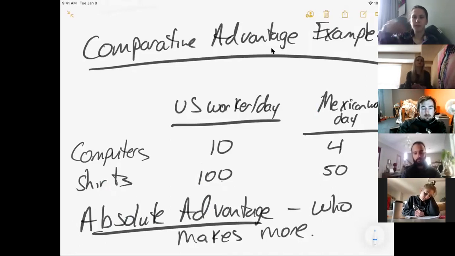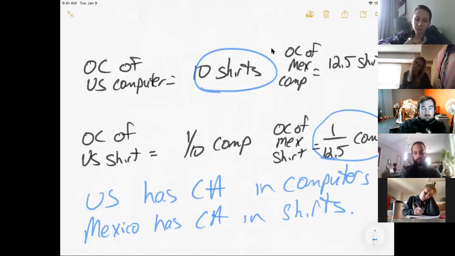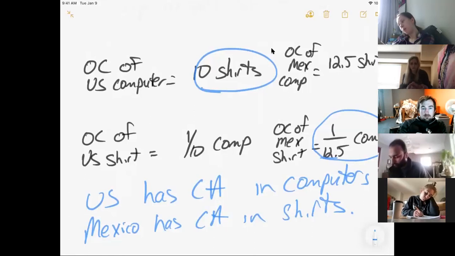Once again, think about LeBron James playing basketball versus mowing his lawn. LeBron James is pretty good at mowing his lawn, but he should spend his time doing what he does best. Same for the US. The US is particularly good at making computers, so that's what they should specialize in. Mexico is relatively good at making shirts, so that's what they should specialize in. What then should happen between these countries? The US makes computers, Mexico makes shirts, and they trade. And very importantly, they both gain from trade.